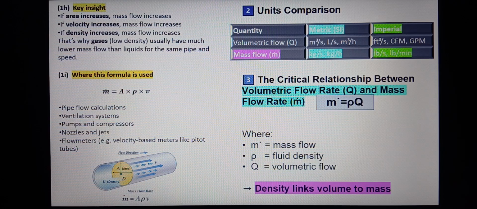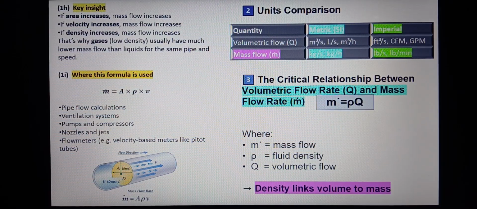Units comparison. If we look at the difference between the metric and the imperial, under volumetric flow, under metric it's meter cubed per second, liters per second, or meter cubed per hour. For imperial, volumetric flow will be feet cubed per second, cubic feet per minute, or gallons per minute. Mass flow, kilogram per second and kilogram per hour for metric, whereas imperial is pounds per second and pounds per minute.